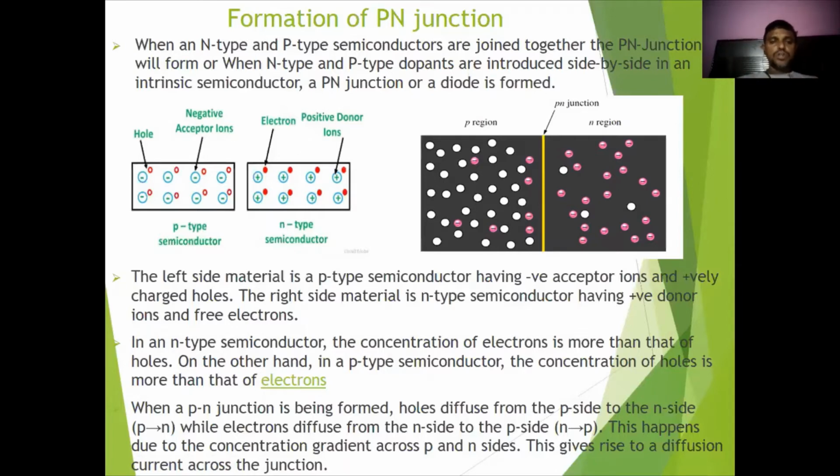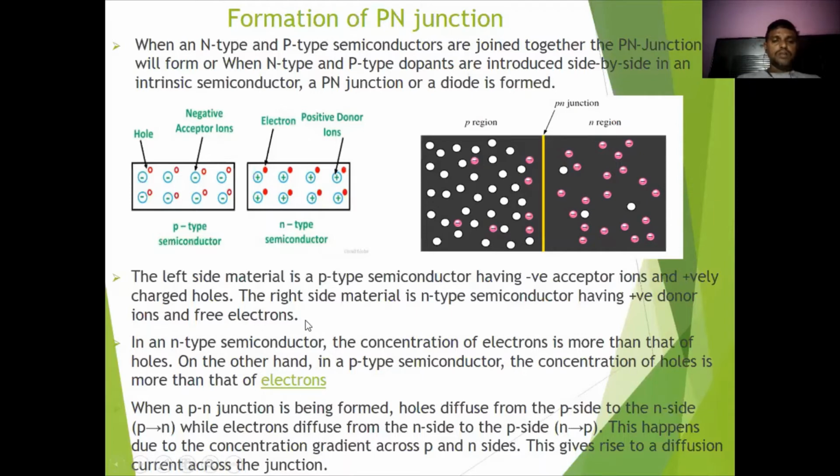So you can observe here that in an n-type semiconductor the concentration of electrons is more than that of the holes. On the other hand, in a p-type semiconductor the concentration of holes, which is the majority carrier concentration, is more than that of the electrons.